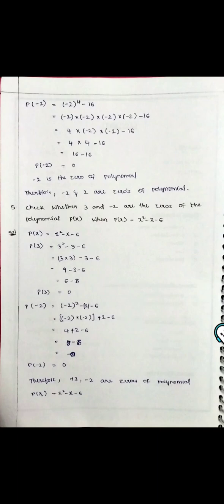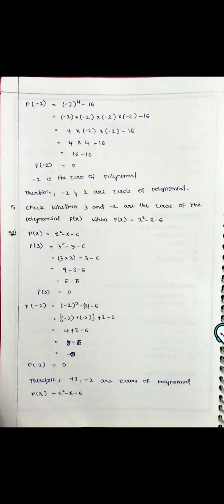Next, whether 3 and minus 2 are the zeros of the polynomial p of x, when p of x is equal to x square minus x minus 6. What are the zeros that they have given? p of 3 is equal to 3 square minus 3 minus 6, which is 3 into 3 minus 3 minus 6. 3 3s are 9, minus 3 minus 6. 9 minus 3 is 6, 6 minus 6 is 0. So the value is 0, so we can say that it is a zero of the polynomial.